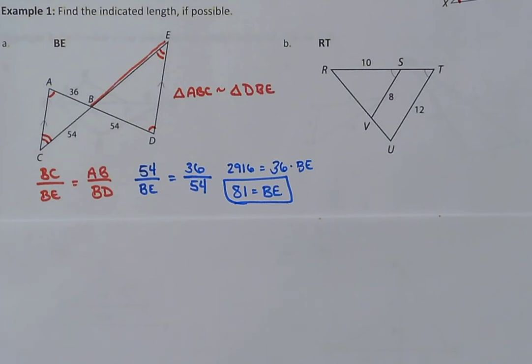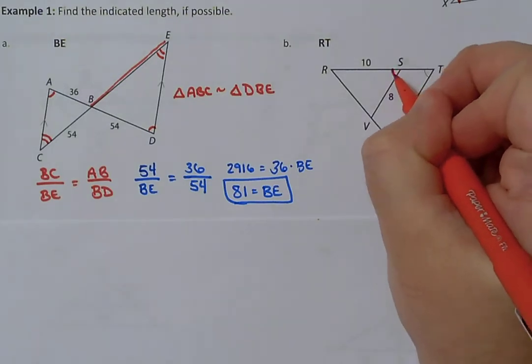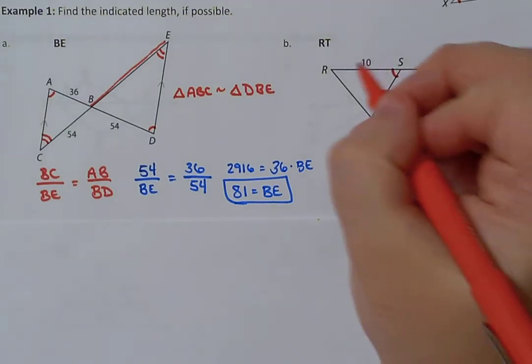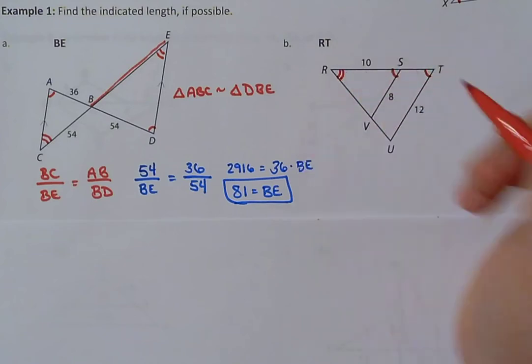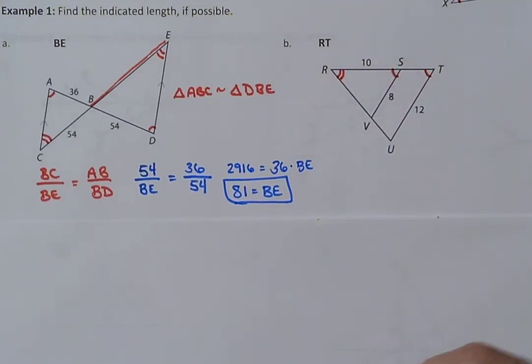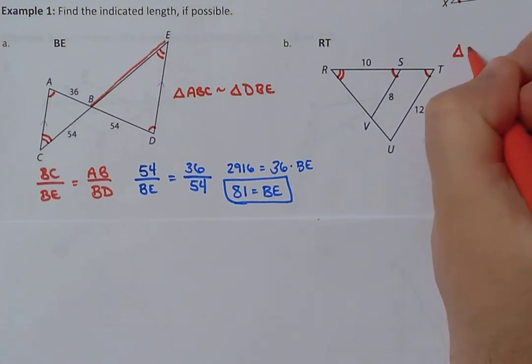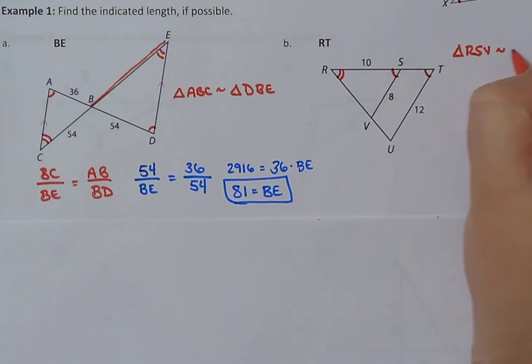With that said, let's take a look at B for further practice. First of all, they tell me that S and T are congruent to each other, and then I know that angle R is congruent to angle R based off the reflexive property. So I do know that triangle RSV is similar to triangle RTU.